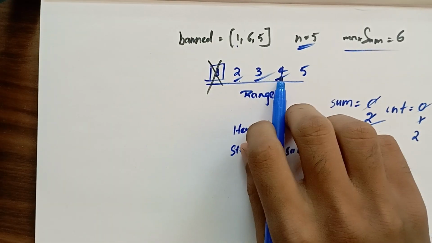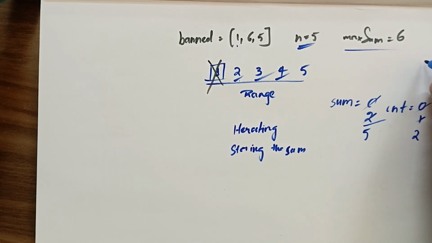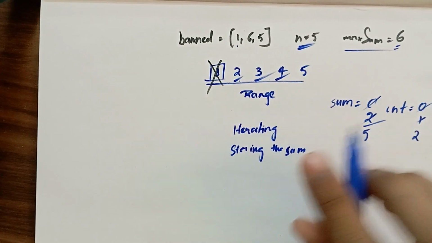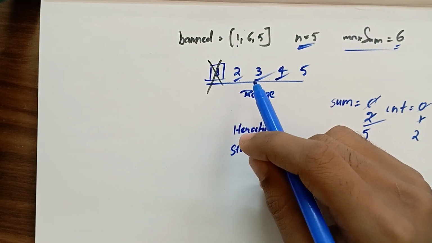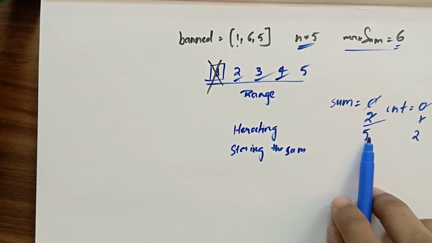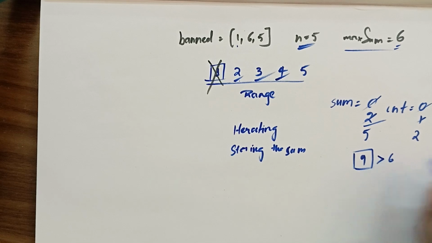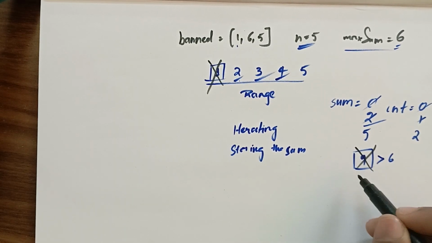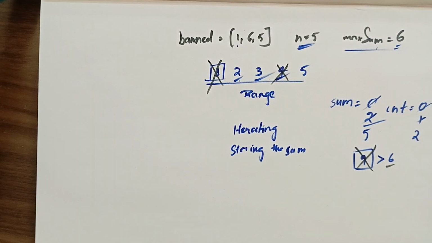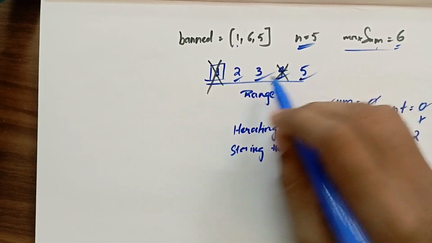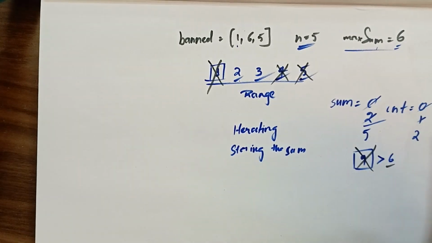Now 4, if you add 4 to the sum, it will exceed maximum sum. But firstly we need to see whether it is present in band array. No, it is not present, so it is a valid integer. Now if you add this to this sum, the sum will become 9, which is greater than 6. So we should not get the sum greater than the maximum sum, so we will not be taking this. And then let us look at 5. Now 5, let us see whether it is present in band array. Yes, it is present. So we should not take this.